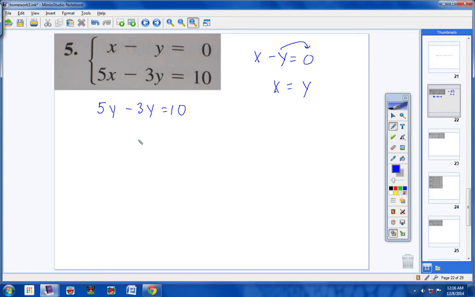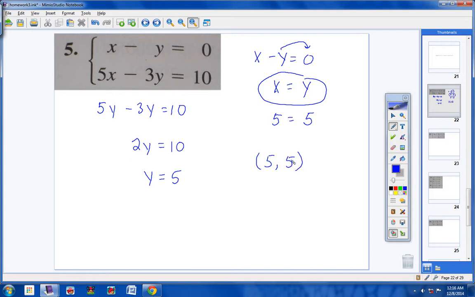5y minus 3y is 2y equals 10. Divide both sides by 2. y equals 5. Now students, if you look right here, x equals y. So if y is 5, then x also has to be 5. Okay, so there we go. 5, comma, 5 for number 5. Alright, moving on to number 13.